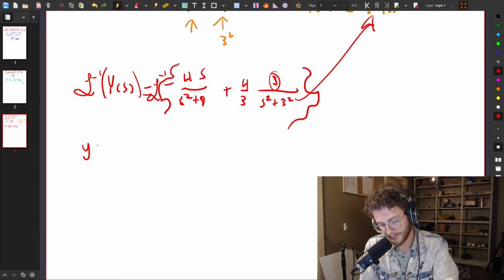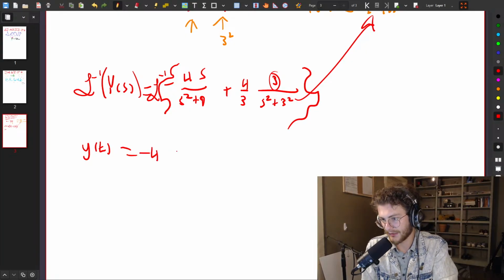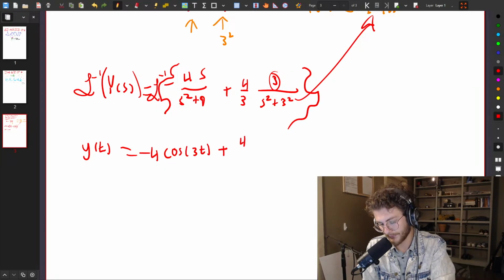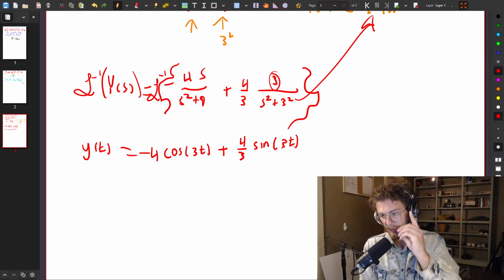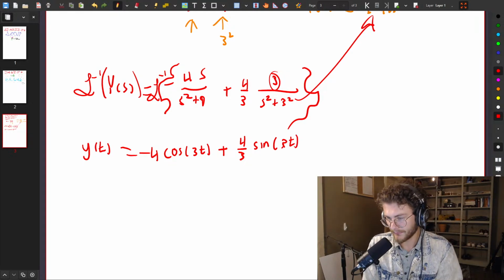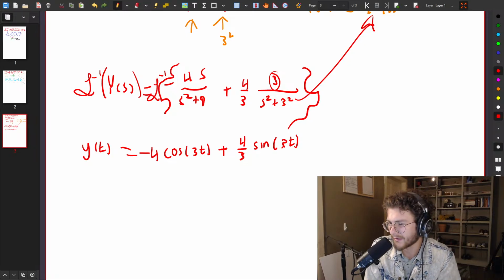So, y of t equals negative 4 times the cosine of 3t plus 4/3 sine of 3t. That, folks, is an undamped oscillation.